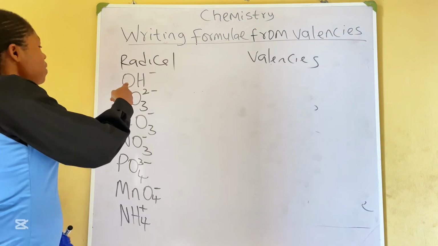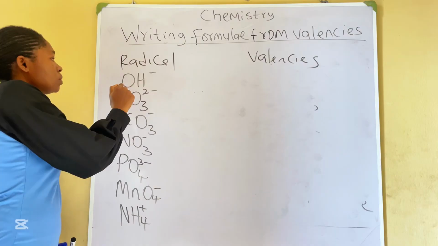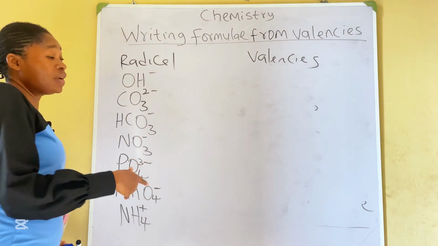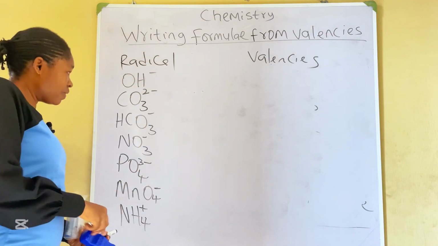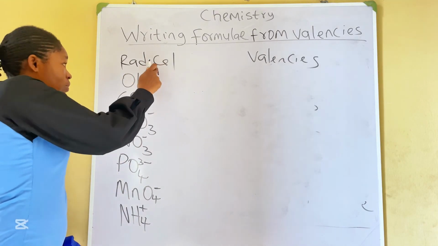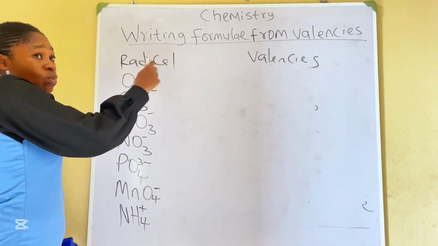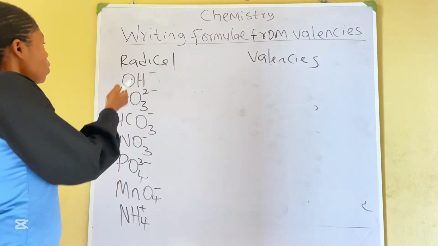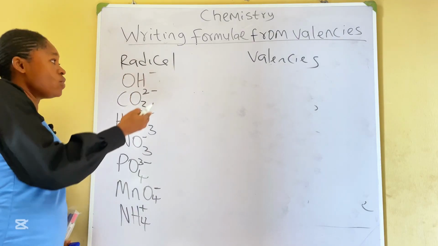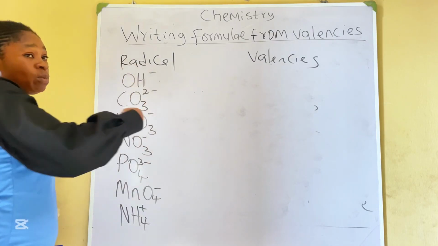Radicals. We have OH minus. Their charges are the what? The valencies. For example, this one is minus. Instead of writing -1, it's written as minus. You know, it's a -1. If you see minus, it just means -1. So this is what? Hydroxide ion. Because of the charge, you have to add ion.